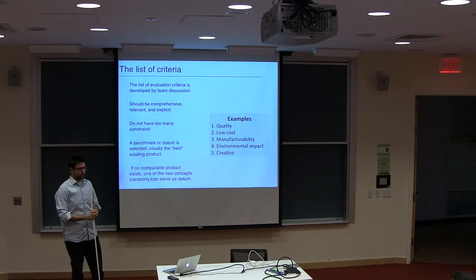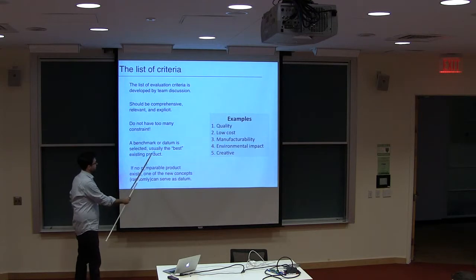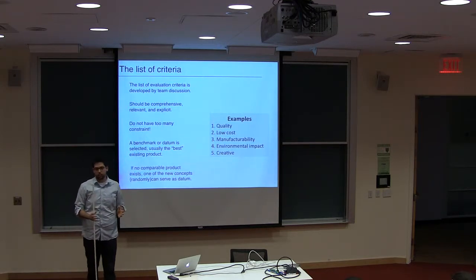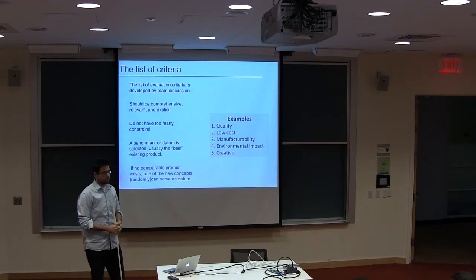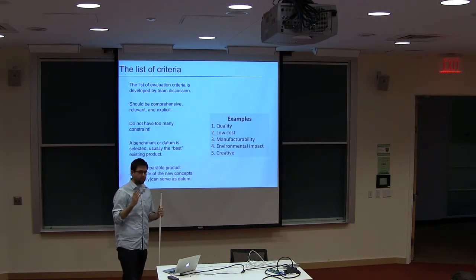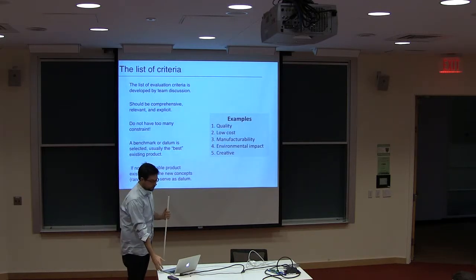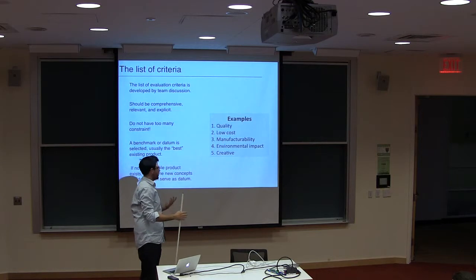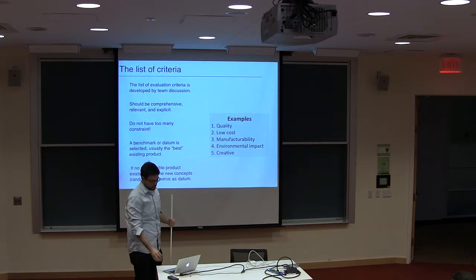So a good way that Stuart Pugh developed in his technique is to use a benchmark or a datum, which is typically the best product, the product that currently exists, or your best idea, and use that to be the standard by which you compare all your future ideas. A few examples could be the quality of the product, low cost, manufacturability, environmental impact, creativity, etc.